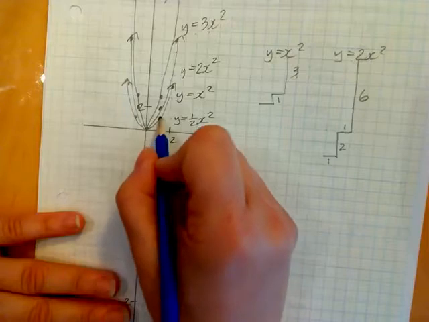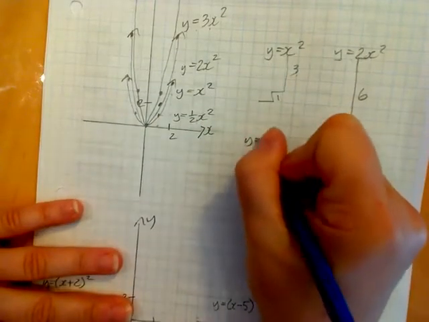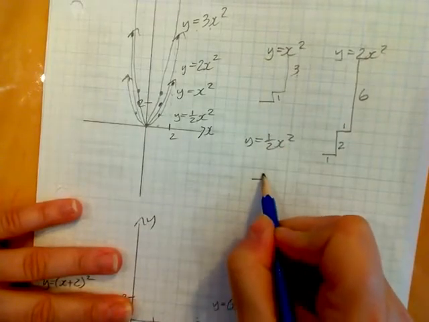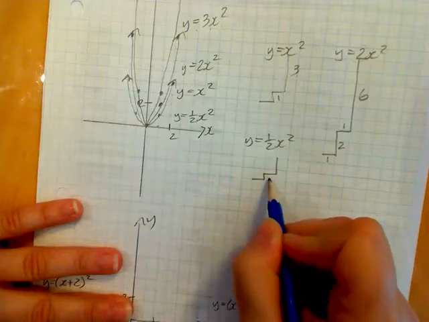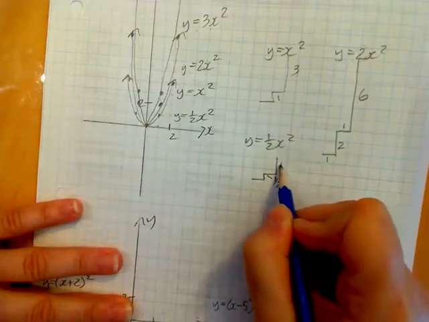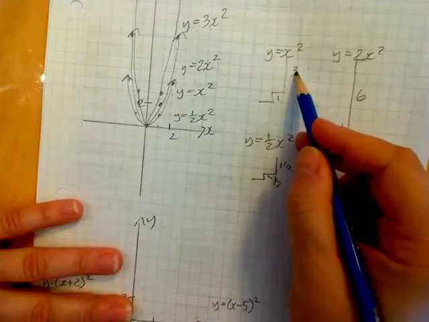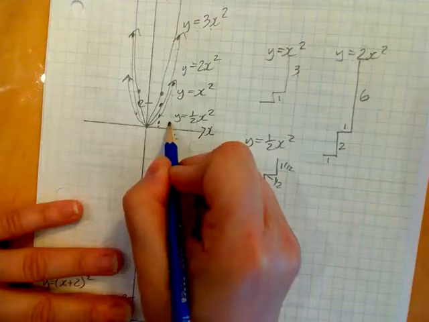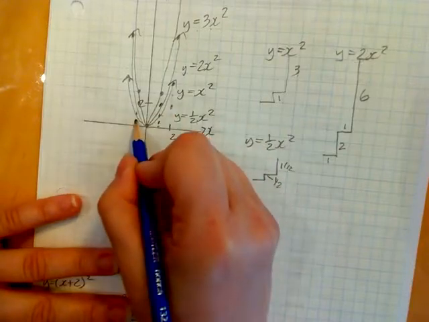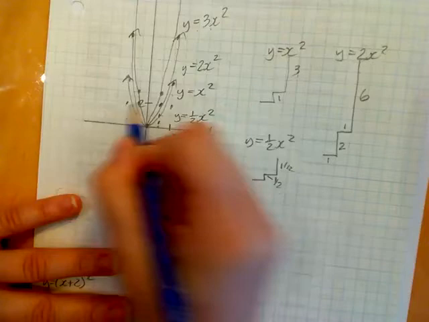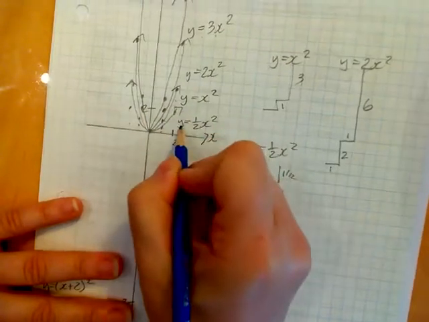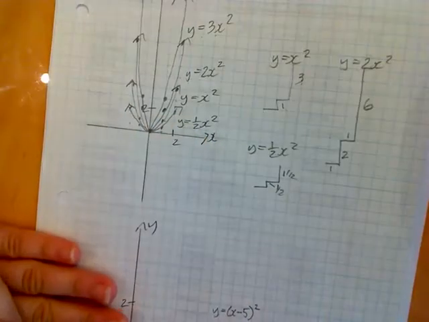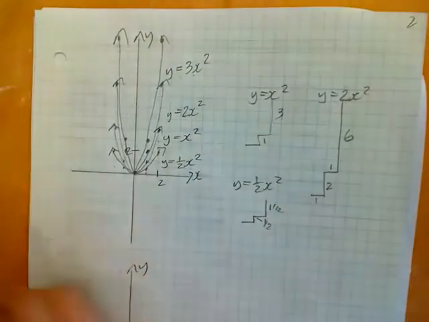So instead of going over 1, up 1, when we have y equals 1/2 x squared, we'll go over 1, up 1/2, over 1, up 1 1/2. So that'll be 1/2, and that'll be 1.5 because those are half of 1 and 3. So here, over 1 up a half, over 1 up 1.5, over 1 up a half, over 1 up 1.5. And then you have this graph here. So it's getting a little busy on this coordinate plane, but you get the idea.